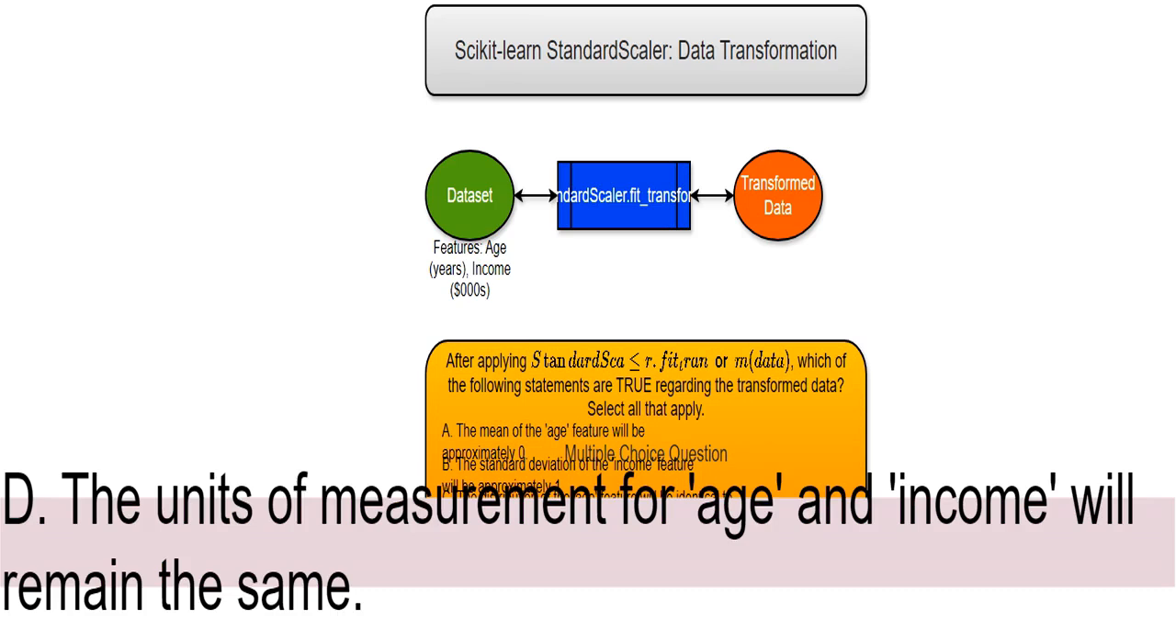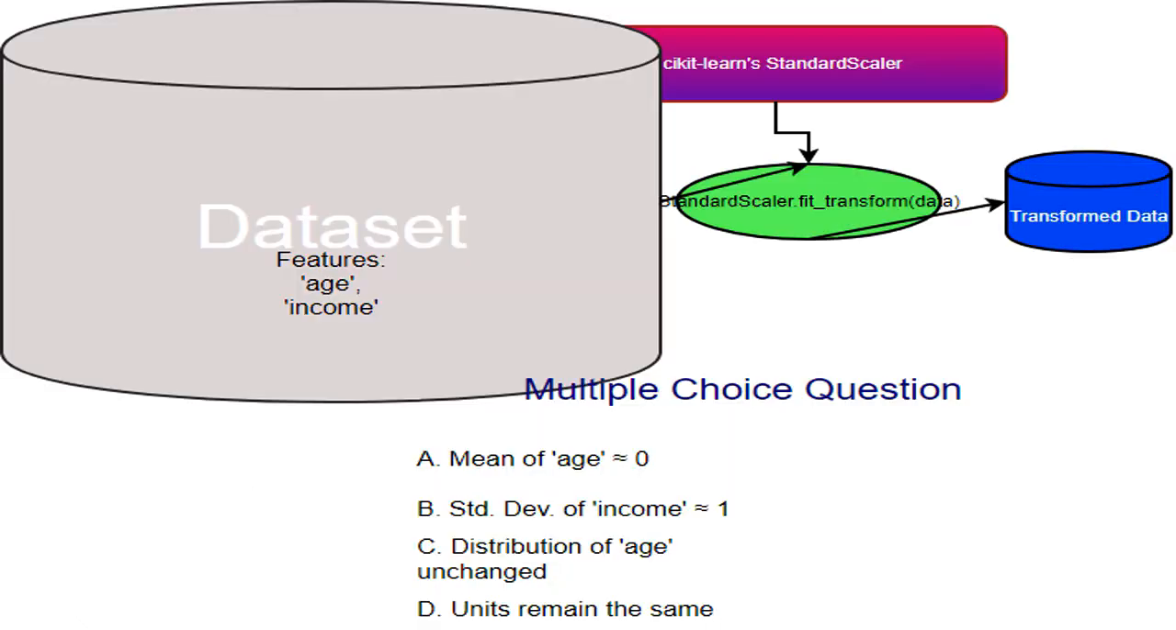Statement D tests the understanding that the units are changed. They become standard deviations from the original mean. The dataset contains information on two features, age and income. Think of it like a spreadsheet, with rows representing individual entries and columns showing their age, in years, and income, in thousands of dollars. This dataset is what we'll be using to test the standard scaler.